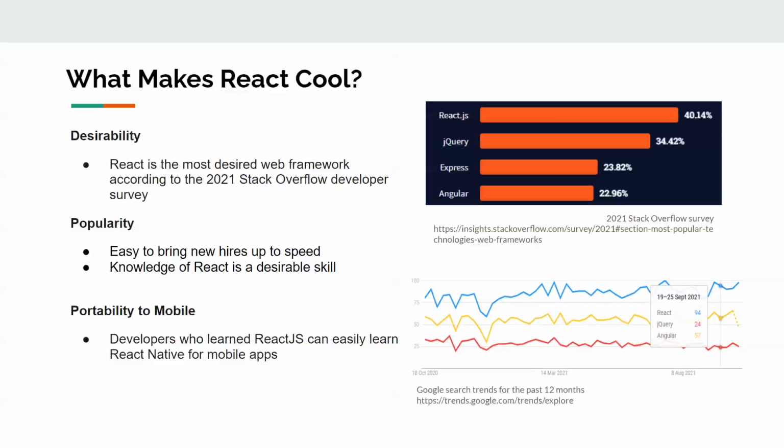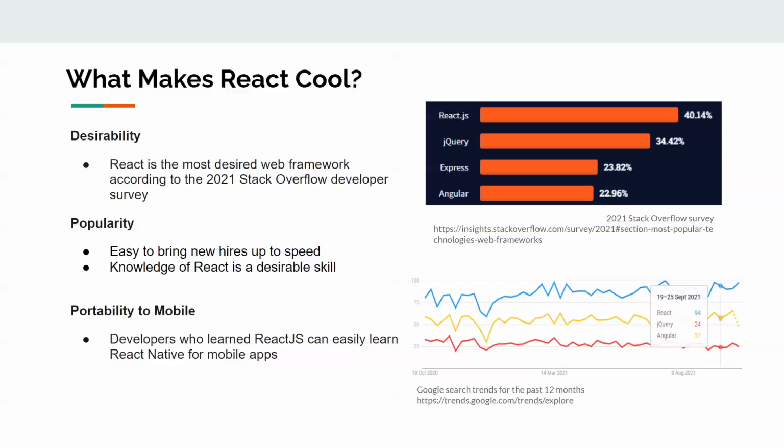Another reason is desirability. React is the most desired web framework according to the 2021 Stack Overflow developer survey. Combined with this, popularity is another point. It's easy to bring new hires up to speed, and knowledge of React is a desirable skill, as shown with the Google Trends for the past 12 months.